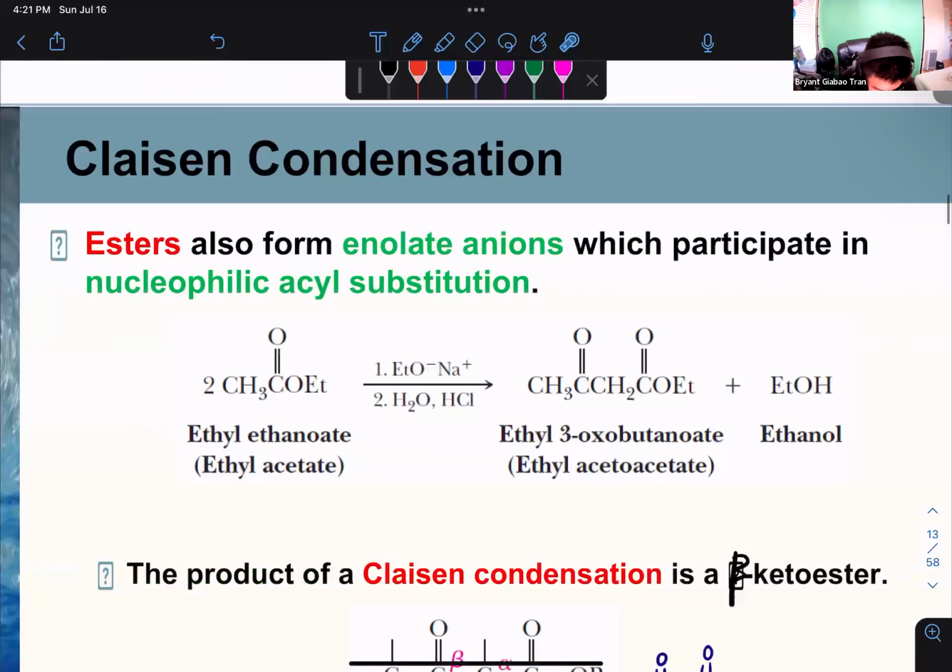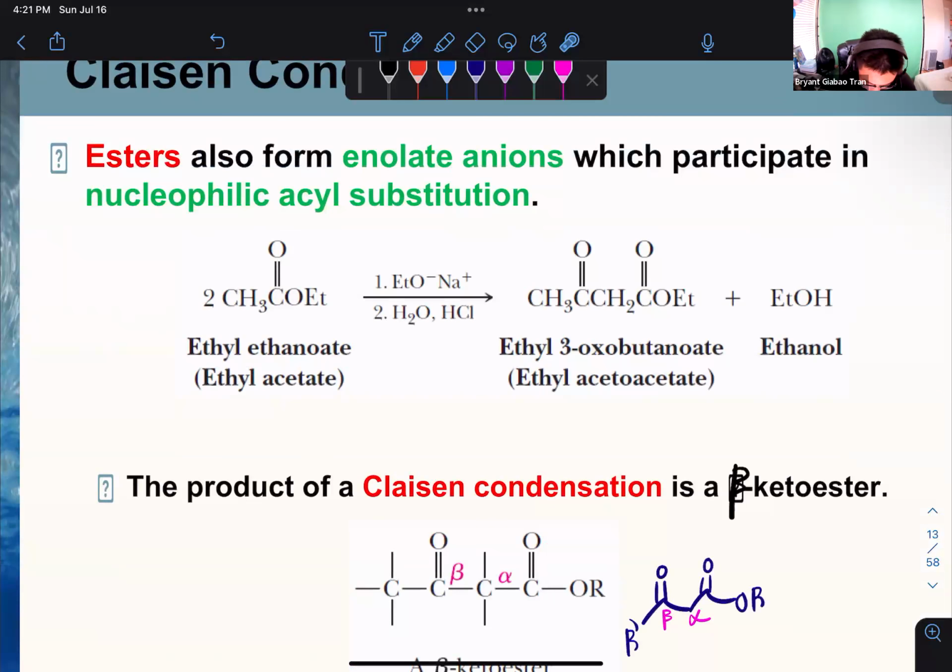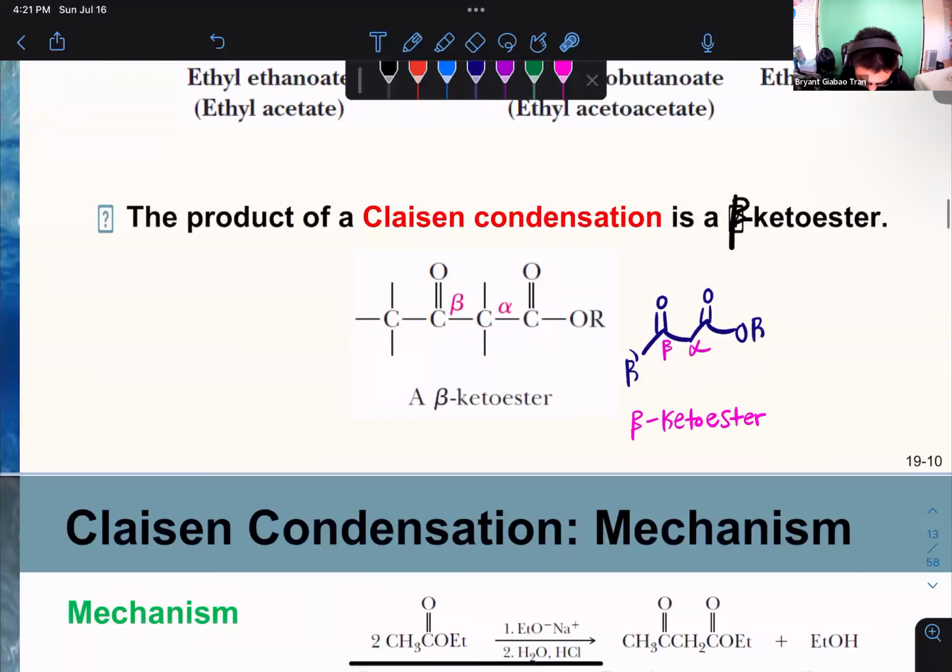Okay, and now let's move on to the Claisen condensation. For Claisen condensation, we use esters as the nucleophile, and the product of Claisen condensations will be a beta keto ester. So what a beta keto ester is when you have an ester over here, beta to this ester, you have a carbonyl, which we call ketone. So this is called a beta, because the beta carbon, we have a ketone to the ester, beta keto ester.